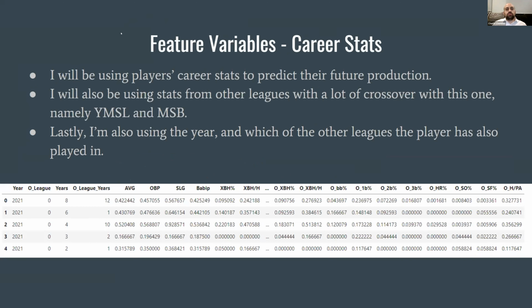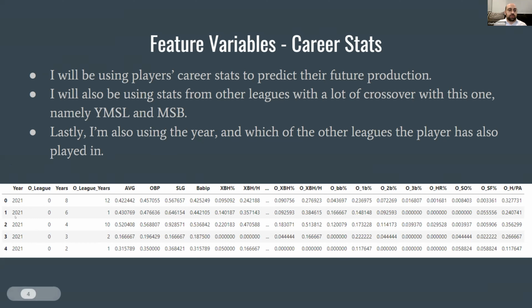All right, for my feature variables, I found that using the career stats of the players up until that point was the best way to go for predicting their future production. I'll also be including stats from other leagues with a lot of crossover with this one. They're called YMSL and MSB. O means other league, and this O league is 0 for YMSL and 1 for MSB, just to clarify which is which. It might not be the best way of going about this, but I needed a certain number of data points, and this seemed to be the best way to get that.